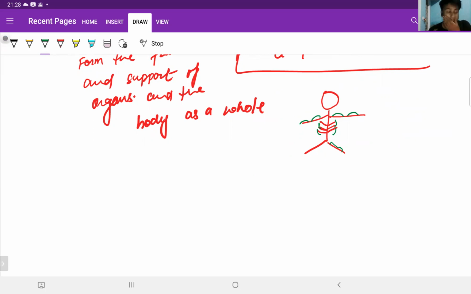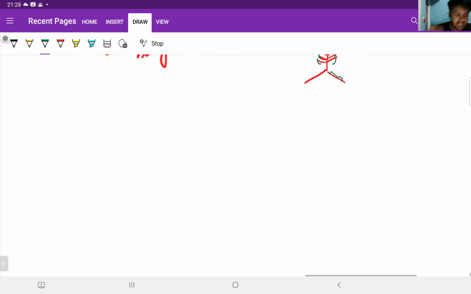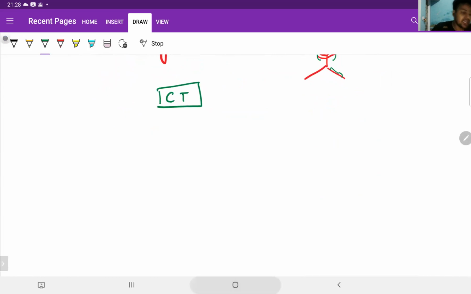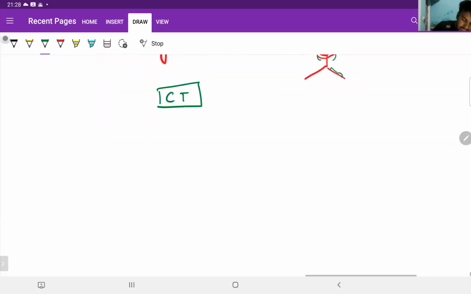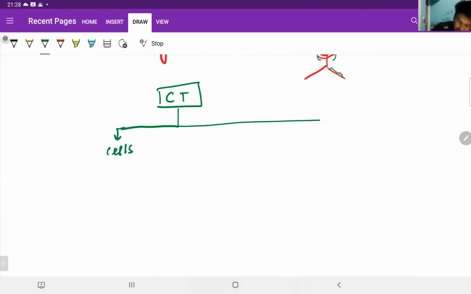Now let us come to the basic thing, right? Any form of connective tissue, I'll write CT for connective tissue, has few things in common, like a connective tissue will have certain cells, right? And the cells will be present in a matrix. Now, what is this matrix?